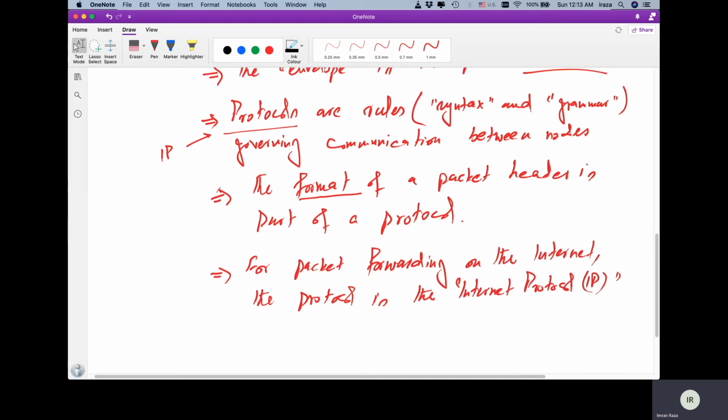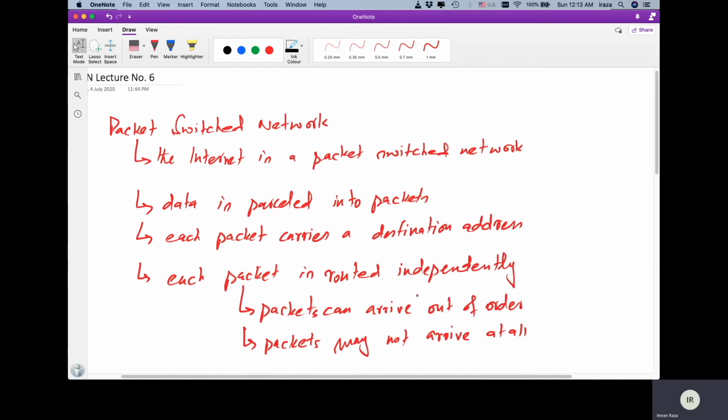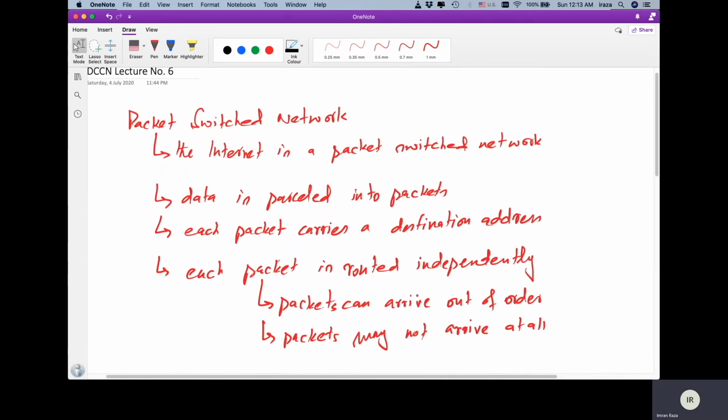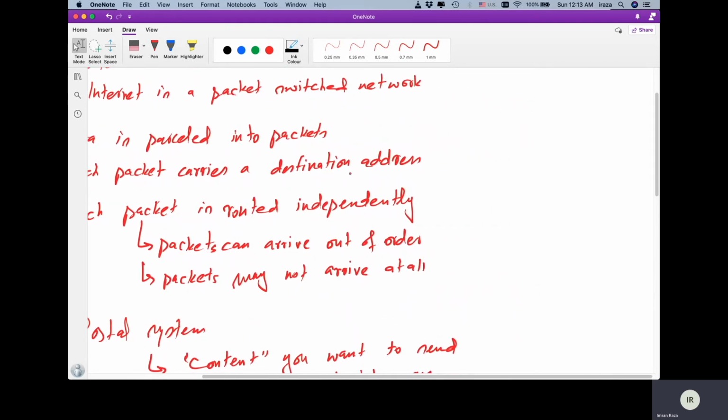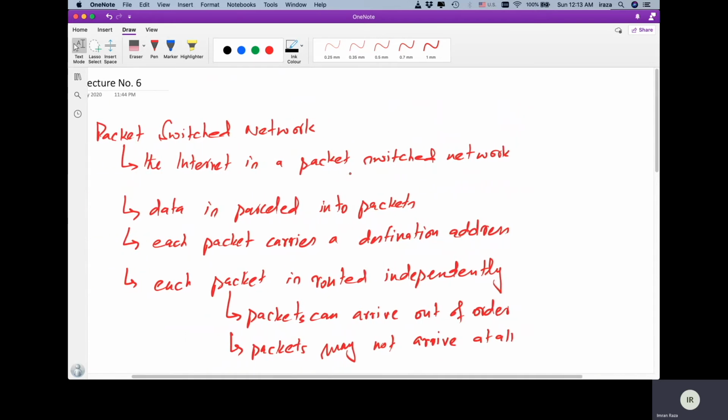Right. So this means that the internet is basically based on packet switched networks, where the data is packed into packets and then transmitted on the network. The forwarding protocol is known as Internet Protocol, and we need to look at the Internet Protocol packet headers, the envelope, to examine what the different fields are and what the purpose of the different fields of an IP datagram header is.